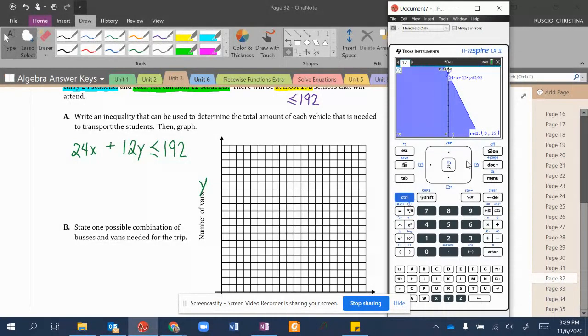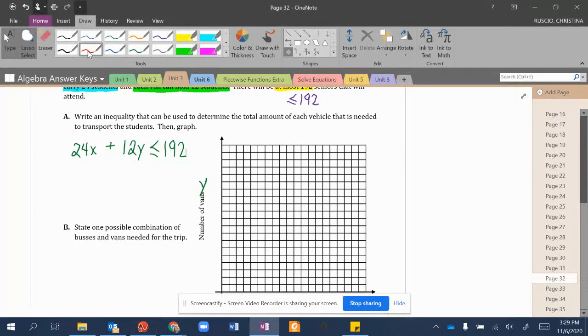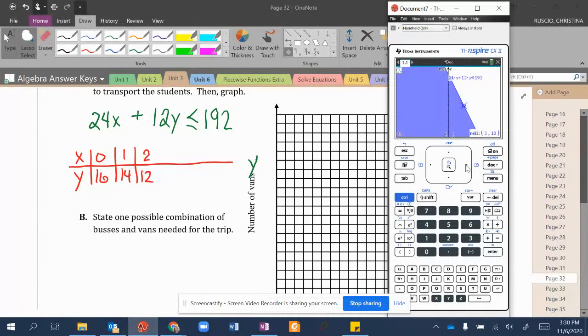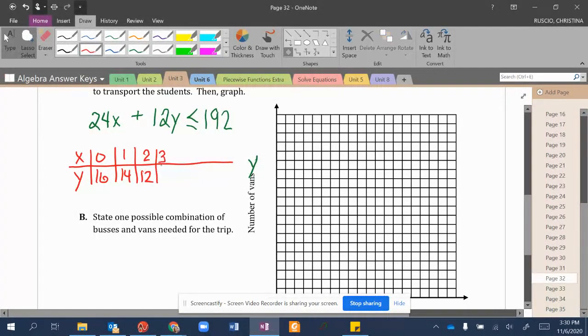And then let's just use all of our nice points. So (0, 16), (1, 14), (2, 12). All right, let's write these all down. So (0, 16), so this is my x and my y. (0, 16), we said (1, 14), we said (2, 12). And I think you guys right now are noticing that pattern, (3, 10), (4, 8), okay, so on and so forth. So as my x's increase by 1, my y's are going down by 2.